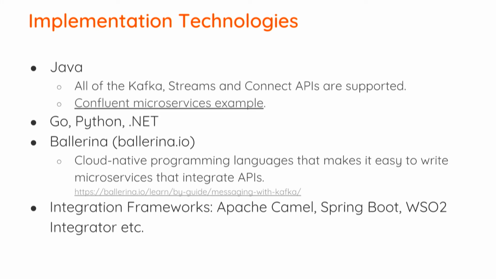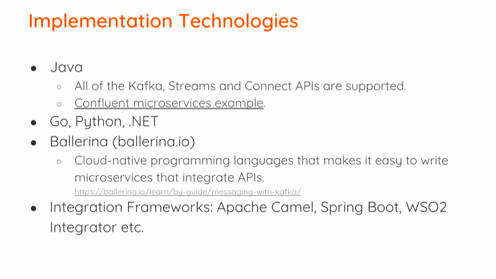So some of the implementation technologies that you can realize these patterns, of course, Java is probably the most powerful one when it comes to all the different components that I talked about. And you can have a look at this Confluent microservices example, which is like a fully fledged microservices example on how to implement all these things with Confluent platform. Of course, Go, Python, .NET offers a rich set of capabilities. Again, Kafka is language independent, right? You can use any language and still you can use that as a broker.